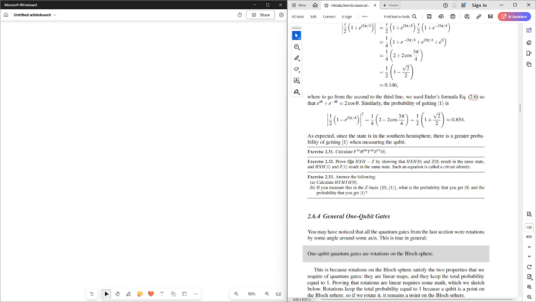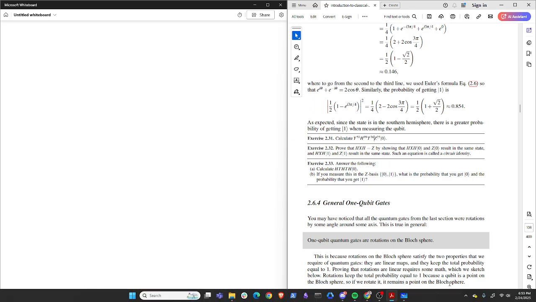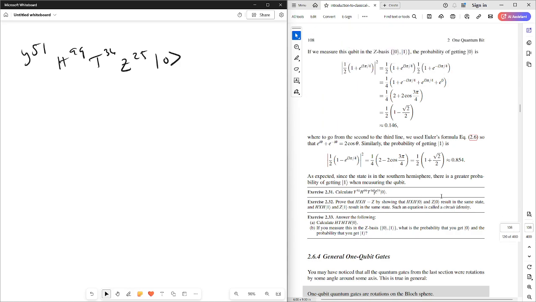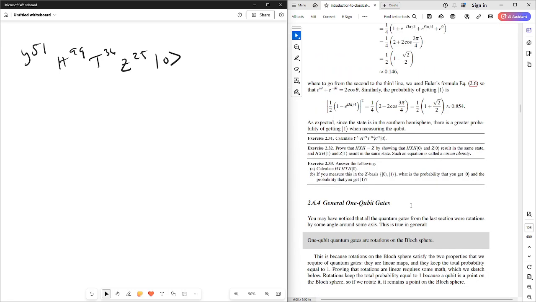Let's take a look at 2.31, because we haven't used the T gates yet in any examples. So Y51, H99, T36, Z25, applying that on state 0. As we'll recall from earlier, pairs of Y gates cancel out, and I believe, okay, yeah, 2 H gates as well, just verifying there.